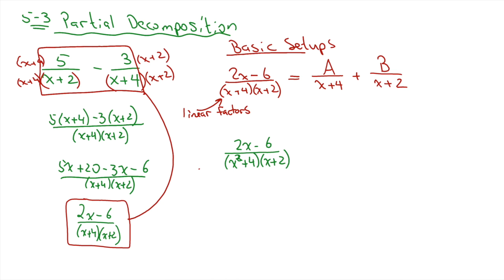This has a quadratic factor, something that cannot be broken down. X squared plus 4 cannot be factored, so the least simplified version of it is just x squared plus 4. You can't do much else with it.